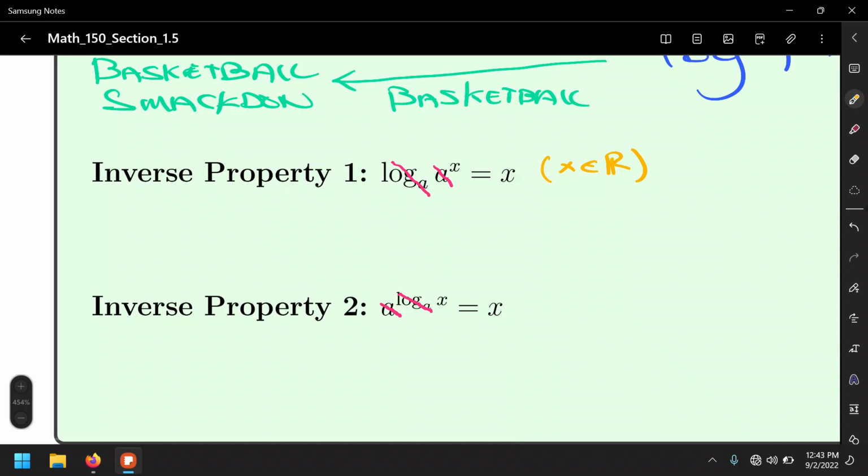However, for the other inverse property, notice that we would be inputting an x in a logarithmic function. Will the logarithmic function accept any number as an input, or does it have any restrictions? Can we evaluate the logarithm of a negative number? Can we evaluate the logarithm of 0? That's also undefined, right? So in this case, x can only be greater than 0.